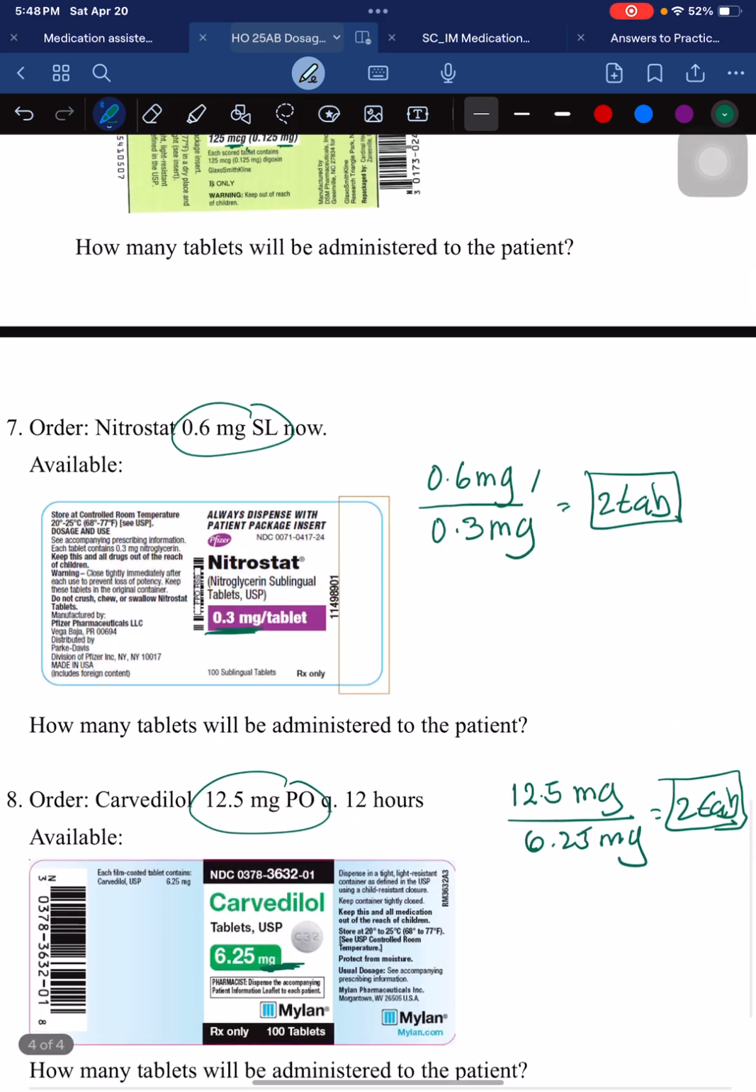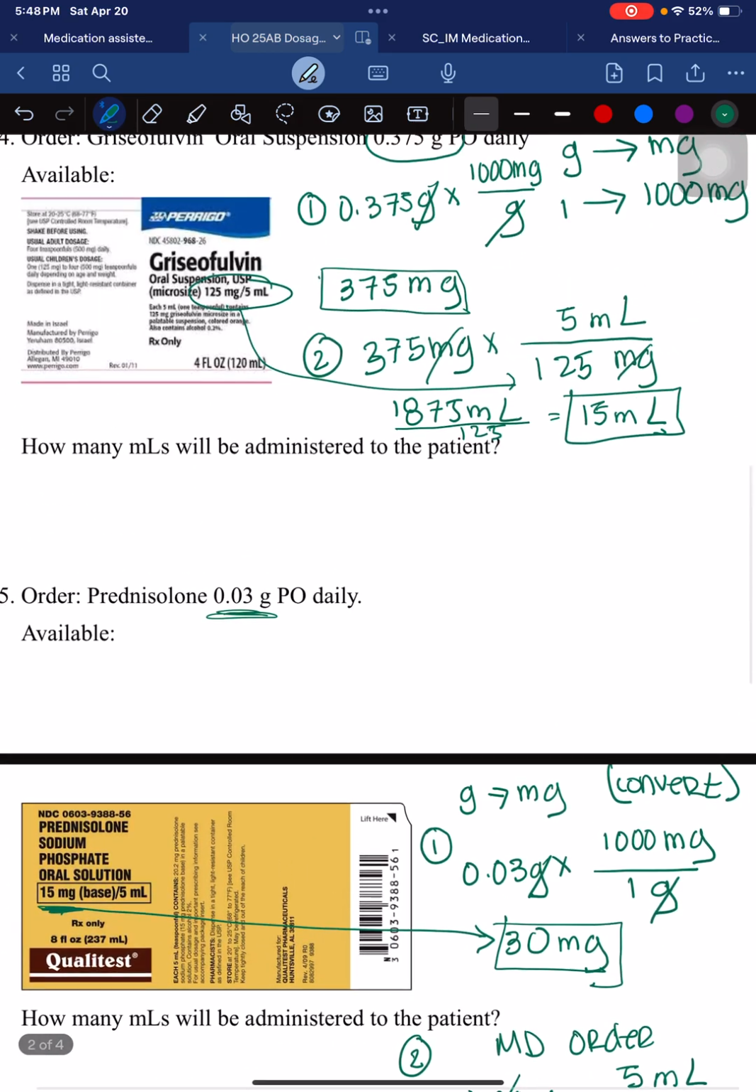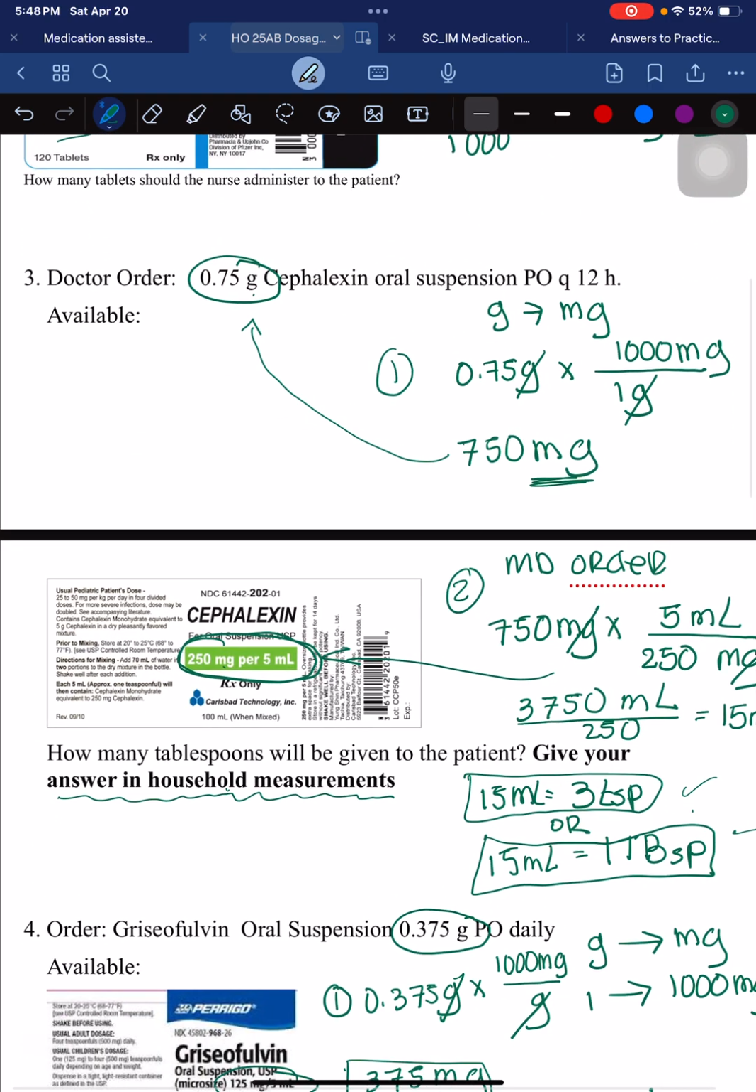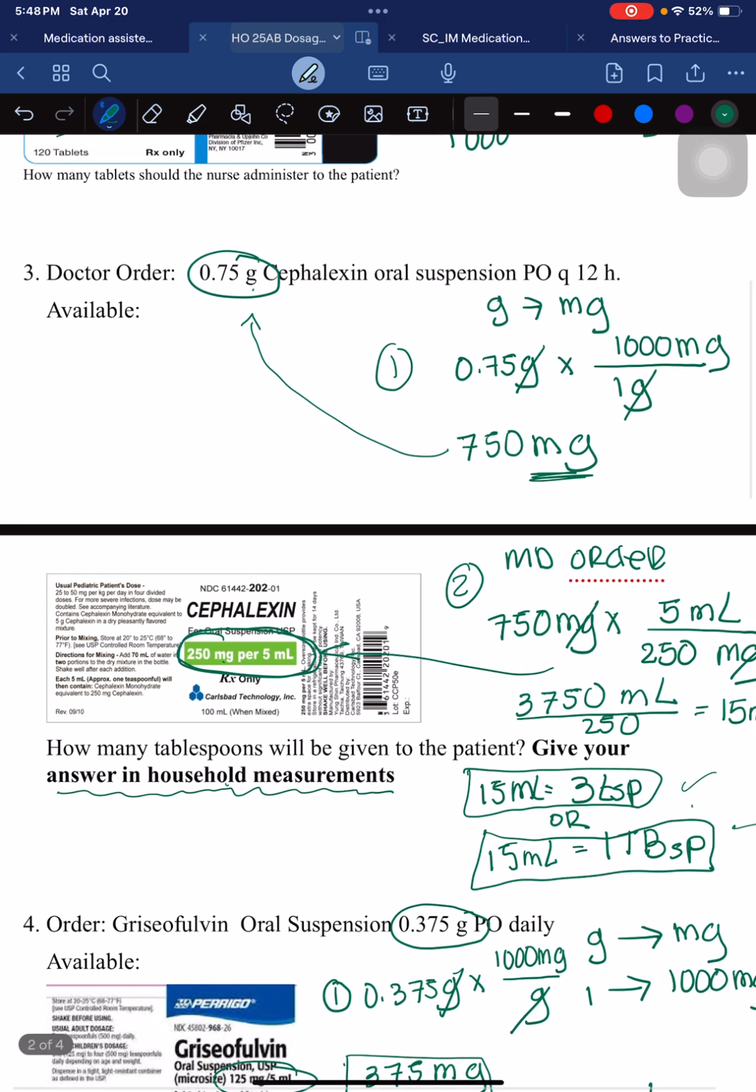Okay. So the only thing that you really need to look at is when it's in a different unit. So if this is grams and this is mg, you just need to convert it to get the same unit first before you can get the doctor's order.